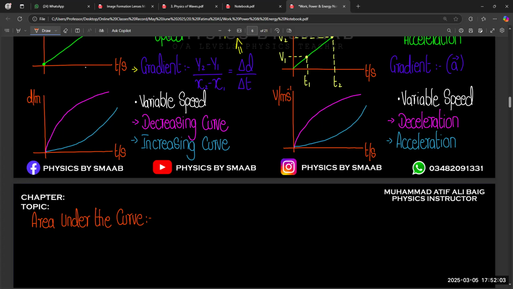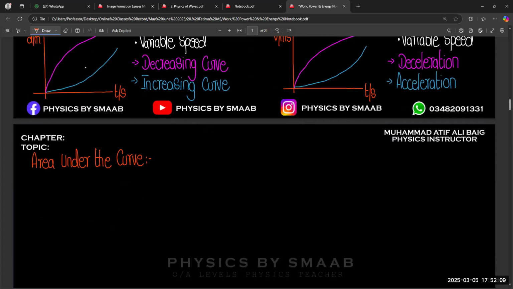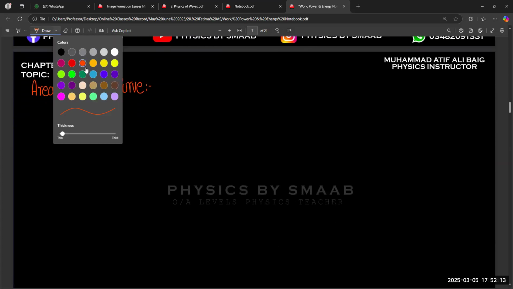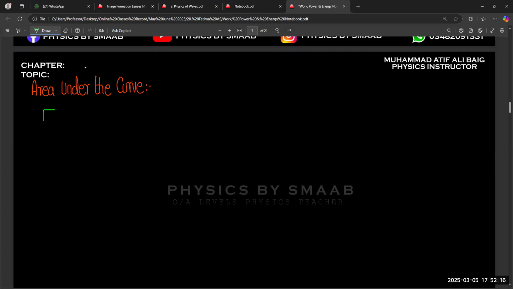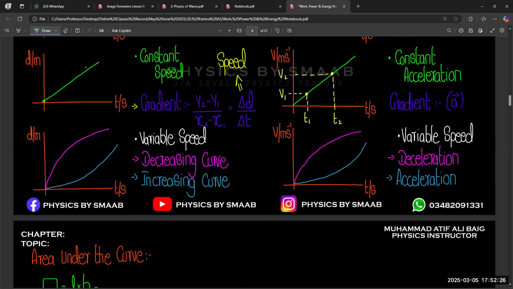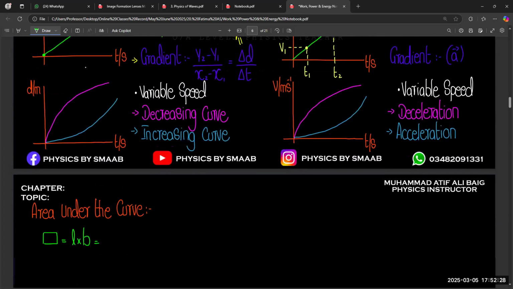How? Basically, in the area under the curve, if you consider a triangle or rectangle shape, whatever the shape, let's suppose we consider a rectangle shape, it will be equal to length into height, or length into breadth, whatever we want to call the quantity. So we have time and velocity given on both axes.